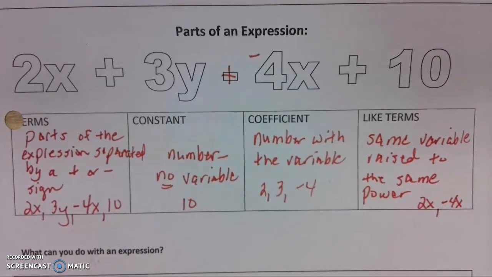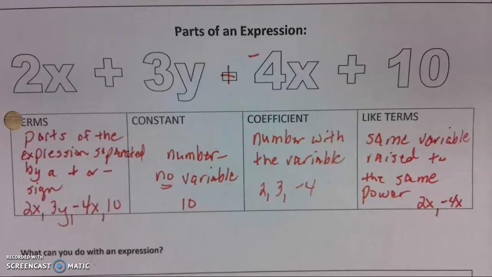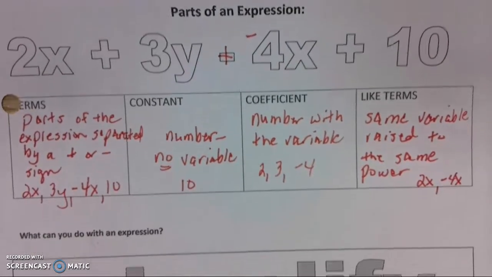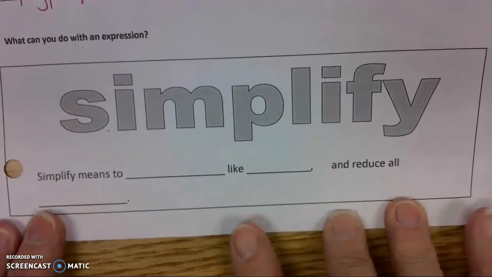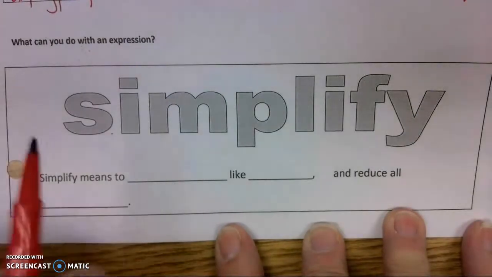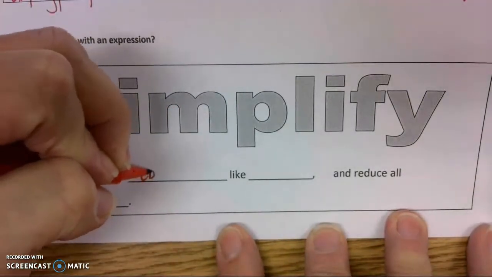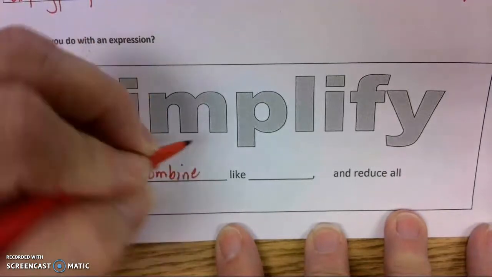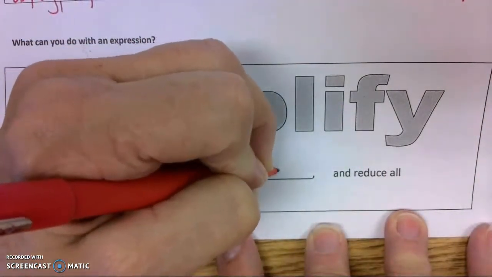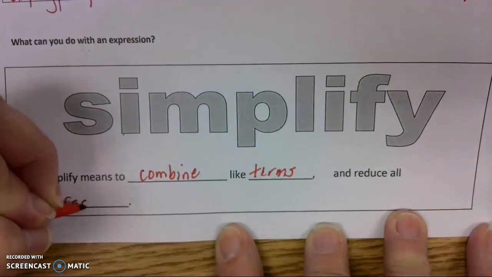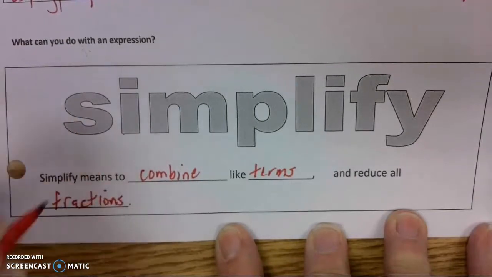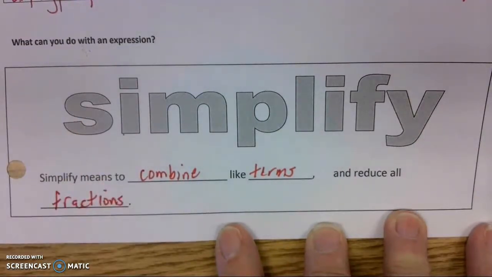So now that I know what an expression is, now that I know the parts of the expression, I want to know what can I do with the expression. Well, what we do with an expression is we simplify it. And when we simplify an expression, that means we combine like terms, and if there are fractions, we simplify or reduce all fractions. So that when I simplify an expression, I combine like terms, simplify all fractions.